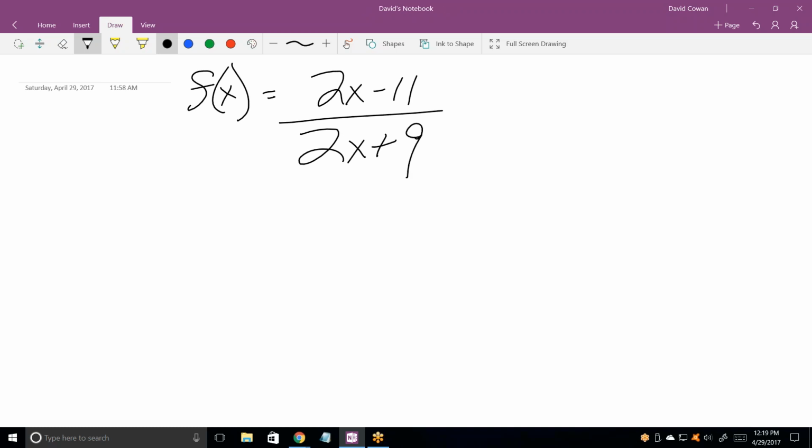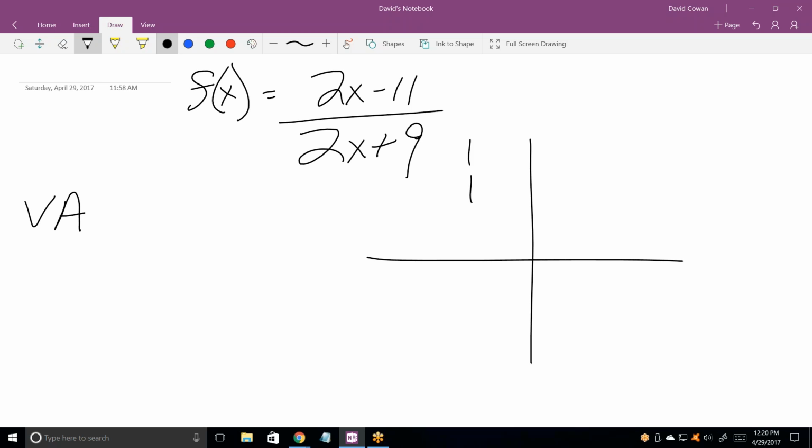First thing to always consider is vertical asymptotes. Where do vertical asymptotes come? Vertical asymptotes are the zeros, right? The zeros of the denominator. Correct. Where's the zero of the denominator? There's only one. X equals negative 9 over 2. There's our vertical asymptote. How about a horizontal asymptote? That's next.